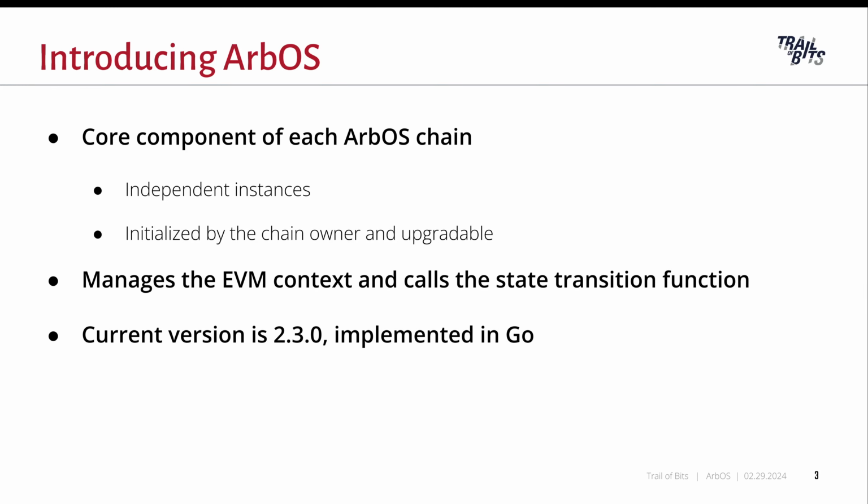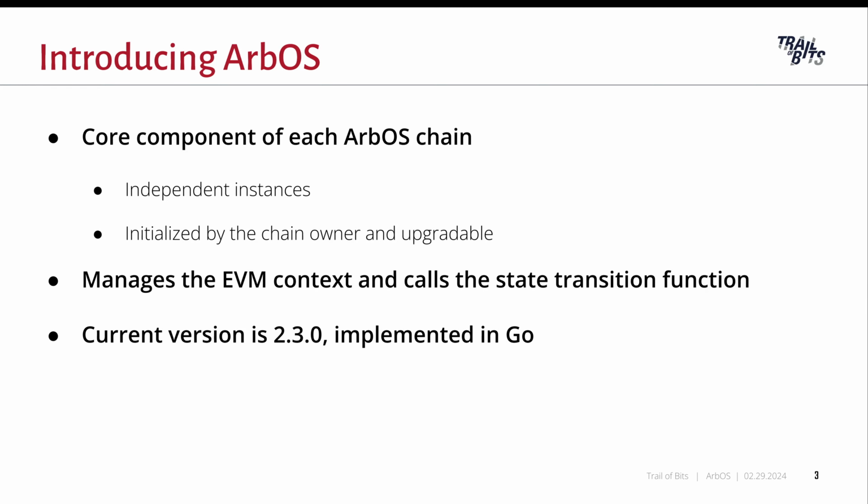Essentially, ArbOS will manage the AVM execution context, as well as calling the state transition function for moving the blockchain from one state to another. So you can think that it will actually execute transactions. The current version of ArbOS used for this video is version 2.30. It's implemented in the Go language.